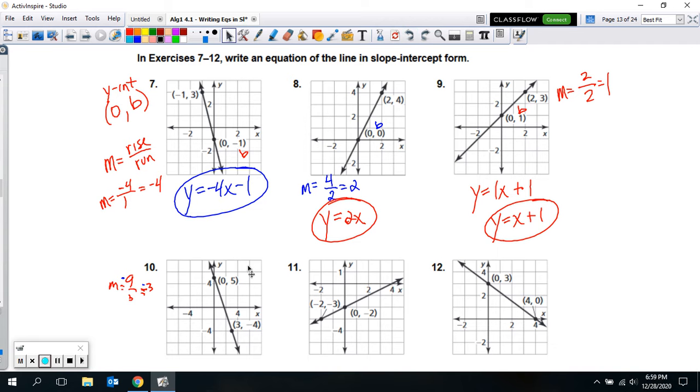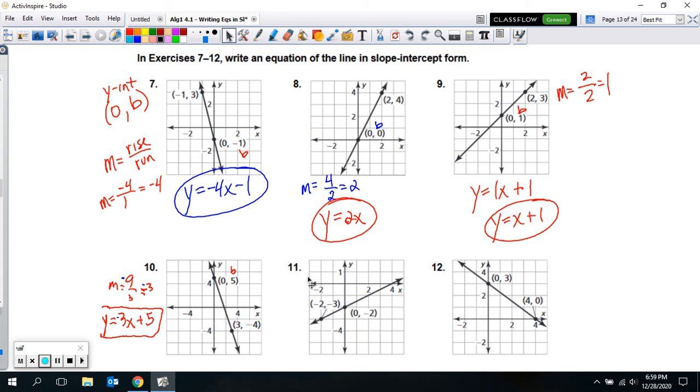And then our y-intercept right here, (0, 5). 5 is the y-intercept, and so our equation is -3x plus 5. I got my negative sign in blue there, so you can see it's kind of barely there, but it's there. So -3x plus 5.